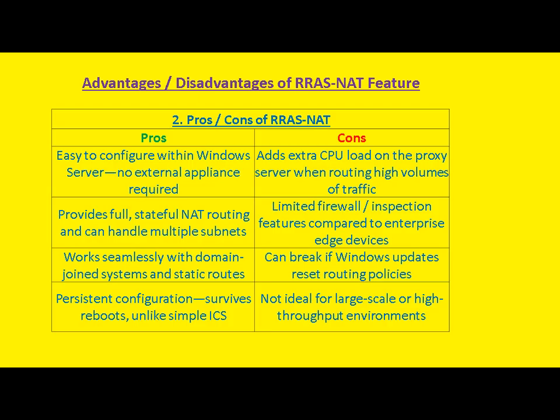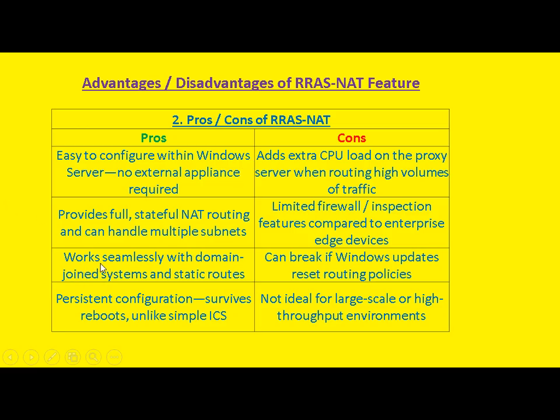Okay, so what are the advantages and disadvantages of the RRAS and NAT feature? Here is a table. First we will see the pros and then the cons. The pros: it is easy to configure within Windows Server, with no external appliance required. It is a built-in feature, RRAS and NAT, so we don't require any extra application or external appliance. Then it provides full stateful NAT routing and can handle multiple subnets. So I can have multiple subnets of internal IPs which can be handled using a single NAT feature.